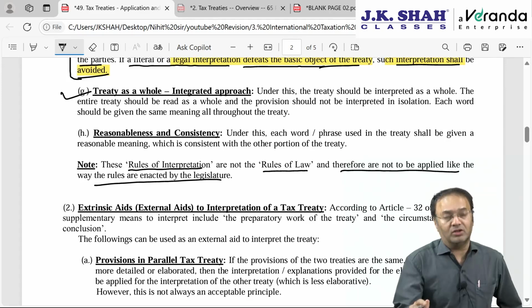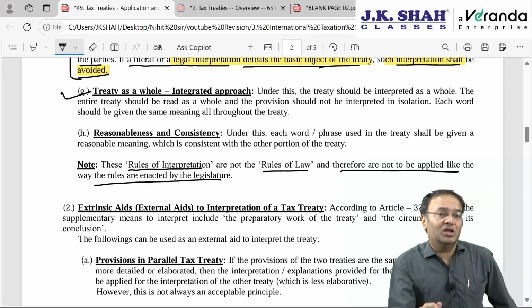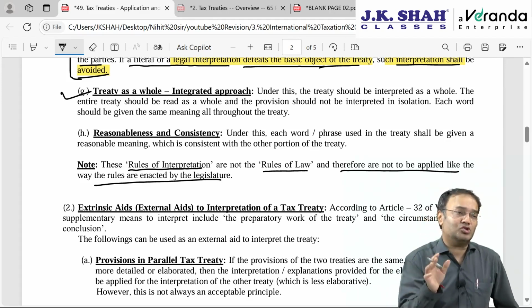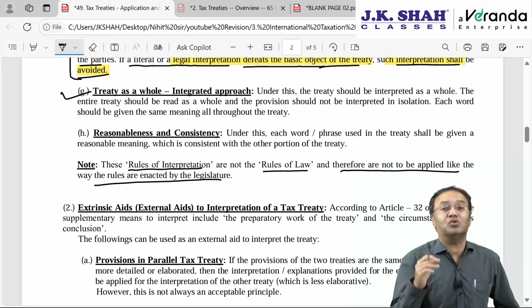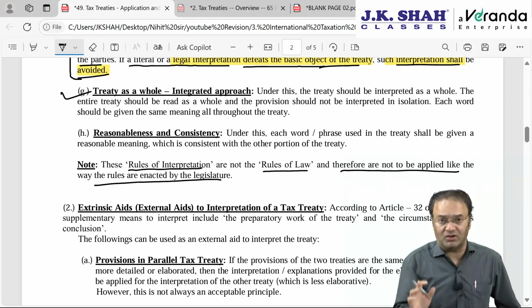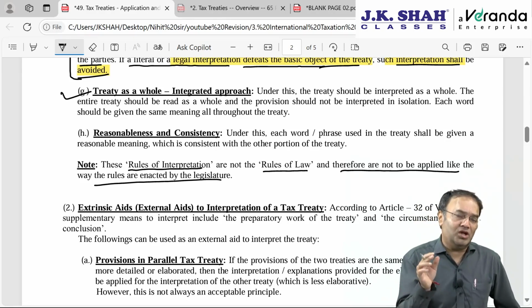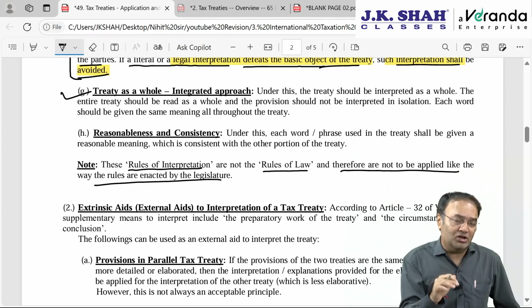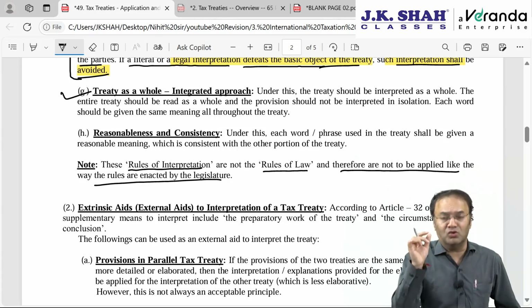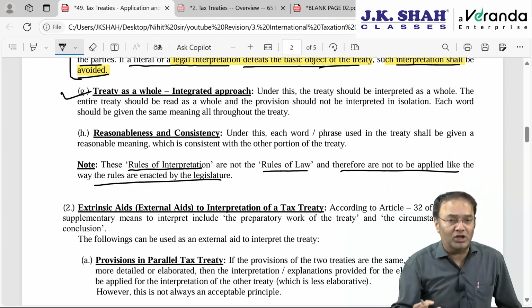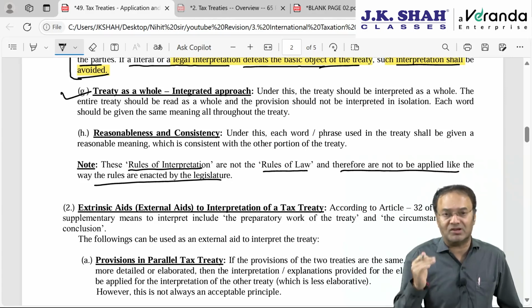Treaty as a whole. Now this is slightly important. It says the treaty should be understood, or each paragraph, each sentence, each word of the treaty should be understood having regard to the other parts of the treaty also. The treaty should be understood as one whole document. Integrated approach. It should not be interpreted in isolation. If you read only one sentence and try to interpret it, it should not be done that way. It should be subject to other things.